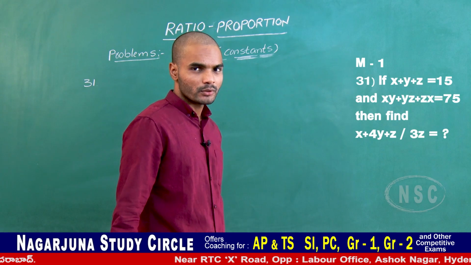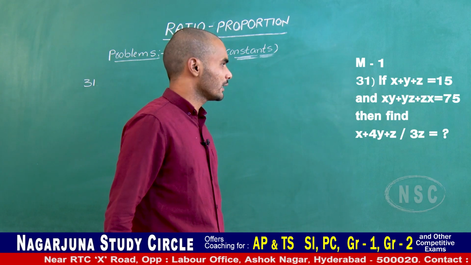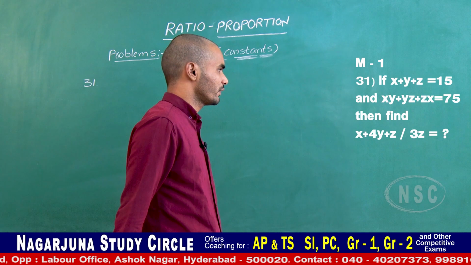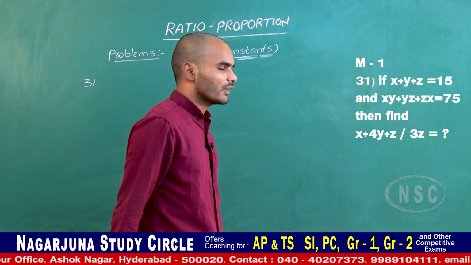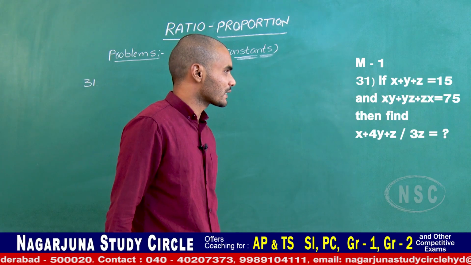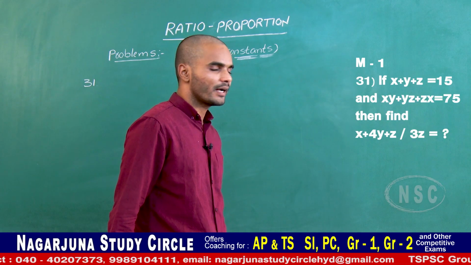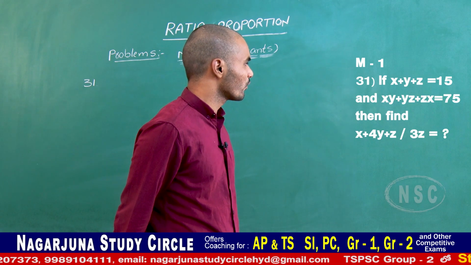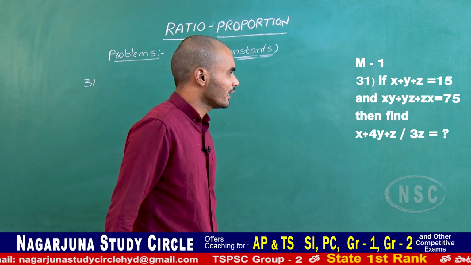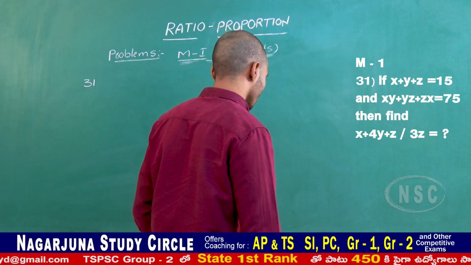Question number 31. x plus y plus z is equal to 15, and xy plus yz plus zx is equal to 75. Then find (x plus 4y plus z) divided by 3z is equal to question mark.